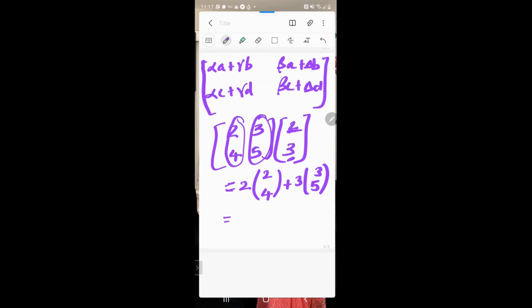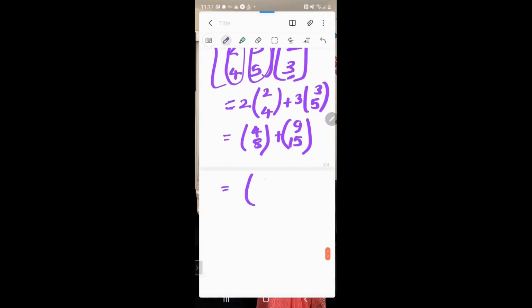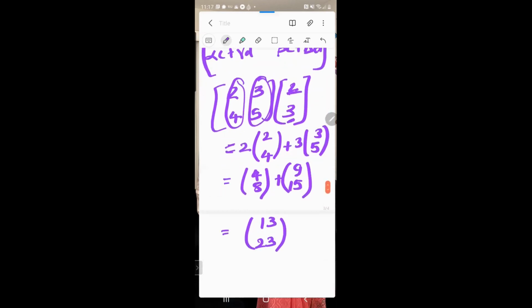So what does this give? This is 4, 8 plus 9, 15. So it's 13, 23. Right, 13, 23. So what we are saying is whatever this matrix represents, if we do the transformation, this point 2, 3 becomes 13, 23.